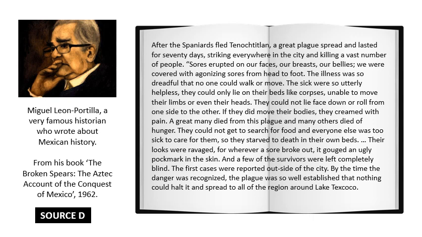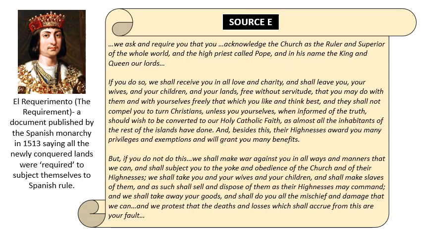This source D comes from a very famous historian who was writing in the 1950s and 1960s about the impact of the Spanish conquistadors on Mexico in particular. Source E is called El Requerimiento. It's called the Requirement. It was a document published by the Spanish monarchy in 1513, and it was basically saying that all of these new territories in the New World were required to subject themselves to Spanish rule.